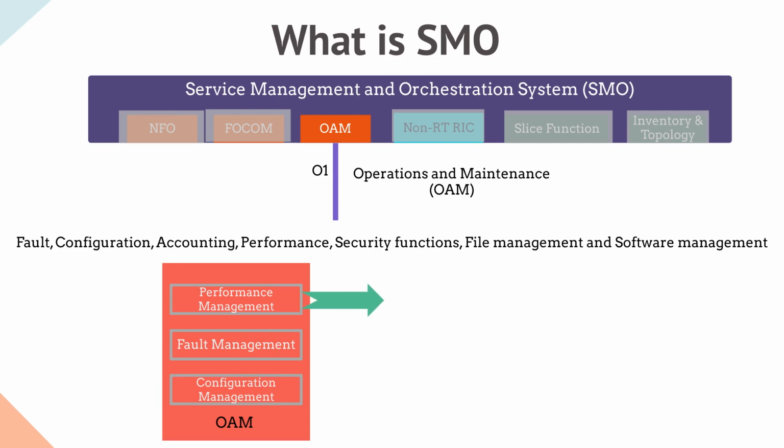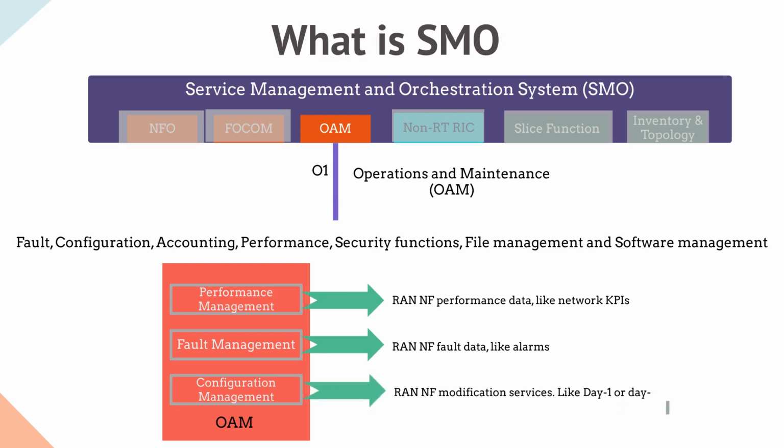RAN NF Performance Assurance Management Service. It provides RAN NF performance data, like network KPIs, obtained by consuming O1 interface and Open Fronthaul M-plane interface. RAN NF Fault Supervision Management SMO Service. It provides RAN NF fault data, like alarms, collected by O1 interface and Open Fronthaul M-plane interface. RAN NF Provisioning, or Configuration Management. It provides RAN NF modification services, like Day 1 or Day 2 configuration of network functions.